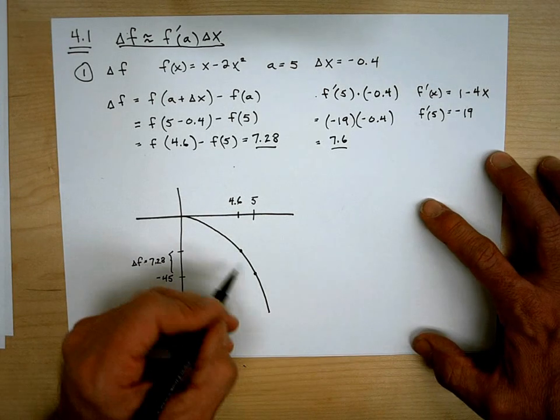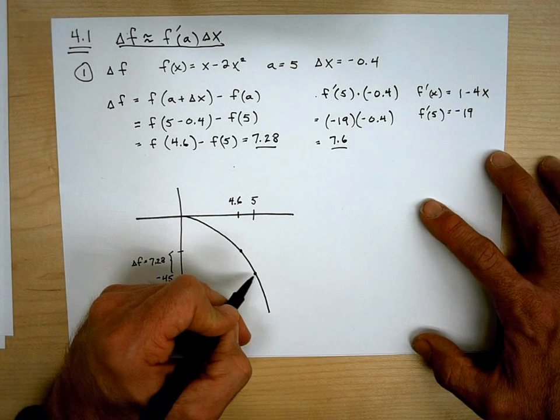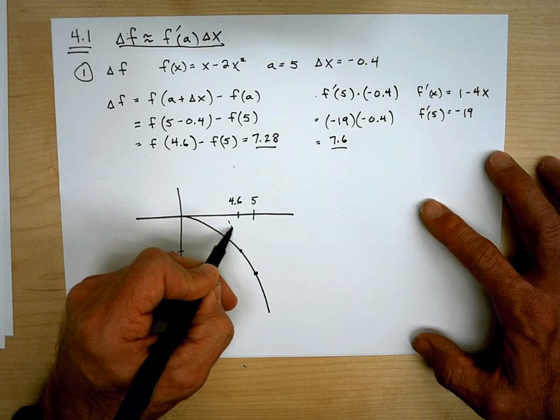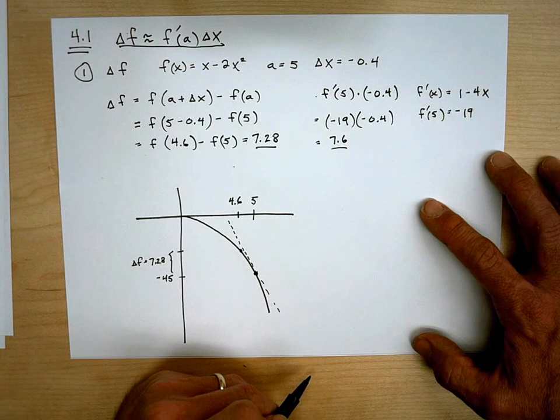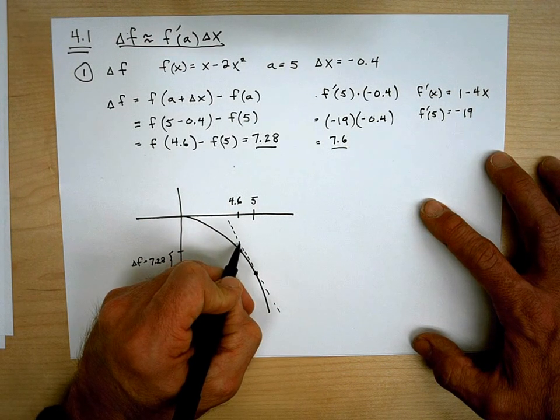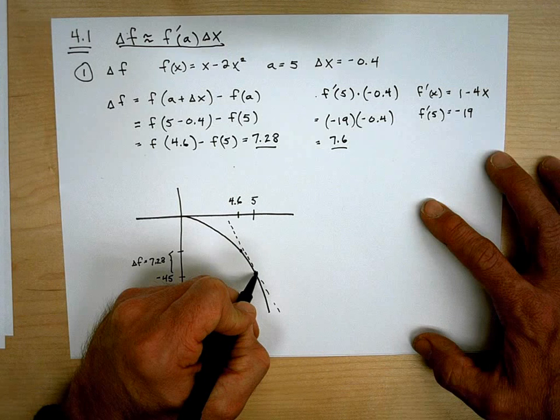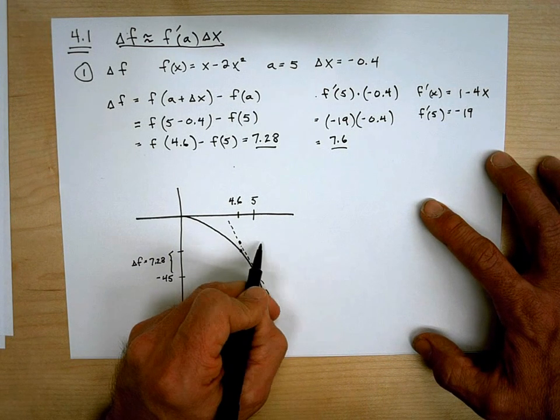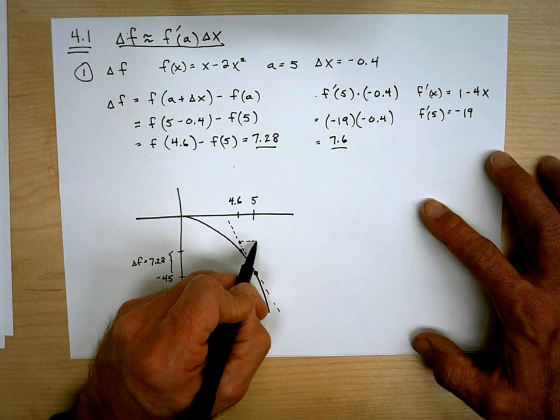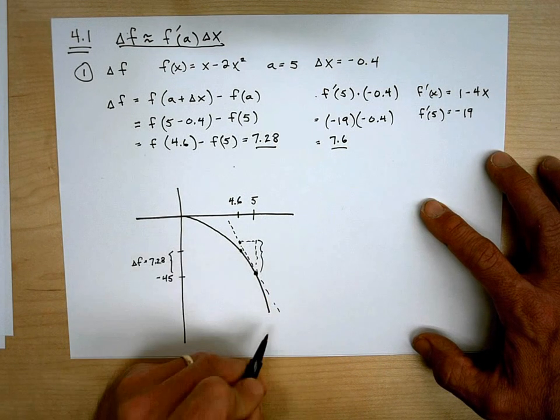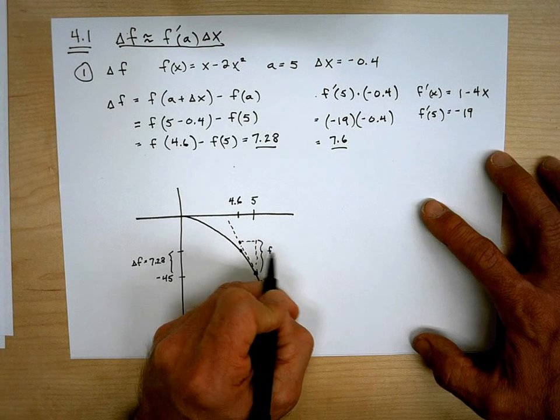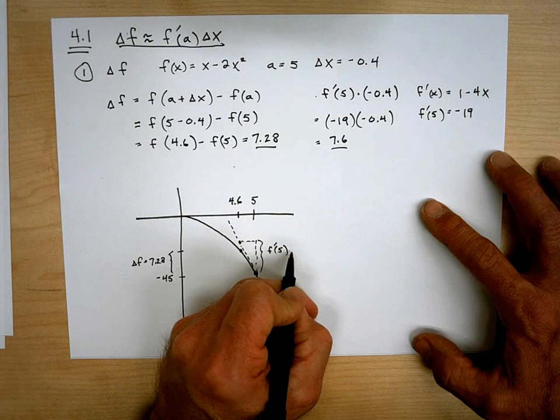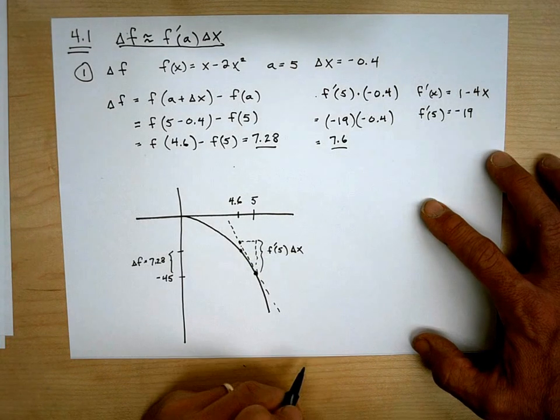Okay, so if we were to draw a tangent line at 5, we could sketch something in like this. All right, so what we found was the tangent. If we take this and extend backwards, we're up here. So if we look at coming over here, this distance here, that is our f prime of 5 times delta x, which we said was negative 0.4.